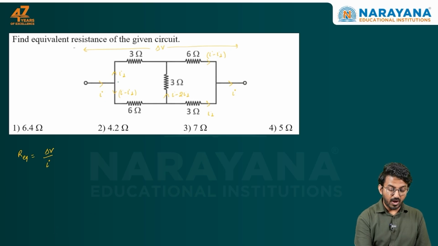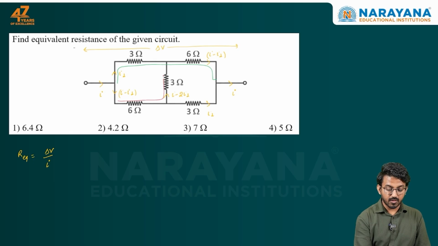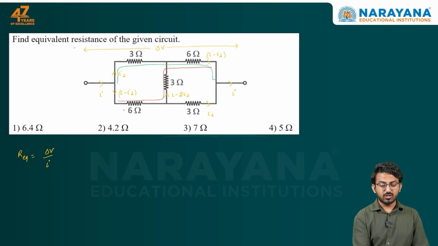paths here. So one path I will choose, I'll go in this route across, and the other path I will take here, something like that. Why not the lower path? Because again the lower equation and the upper equation are going to be the same because the resistance and currents are symmetric here. So writing the equations further.